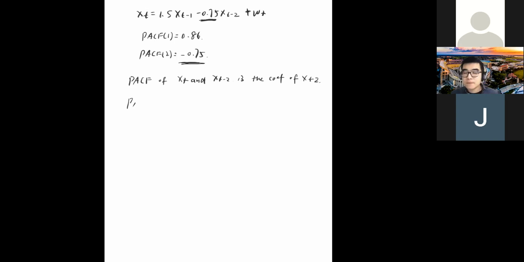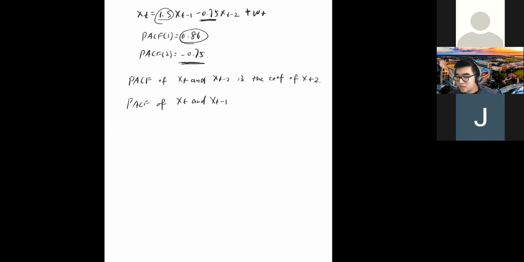But some of you notice that the PACF1, 0.86, is not equal to 1.5. So the partial autocorrelation of xt and xt minus 1 from what we got from the data and what we got from the regression model are different. Someone asked me why they are different. I think that's a very good question.